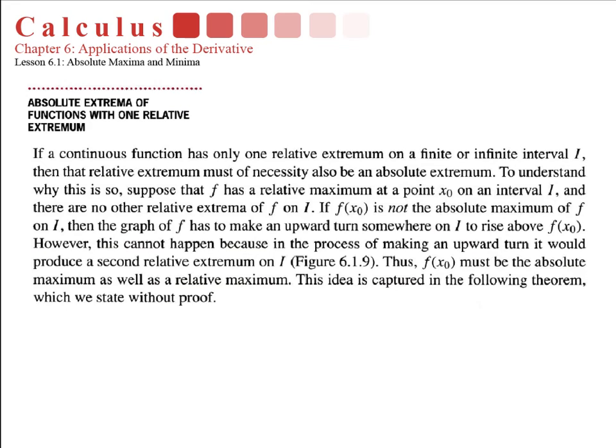To understand why this is the case, suppose that f has a relative maximum at some point x0 on the interval I, and that there are no other relative extrema of the function on the interval. If f of x0 is not the absolute maximum of f on I, then the graph of f has to make an upward turn somewhere on the interval to rise above that point. However, this can't happen, because in the process of making an upward turn, it would produce a second relative extremum on the interval. Thus, f of x0 has to be the absolute maximum as well as the relative maximum.